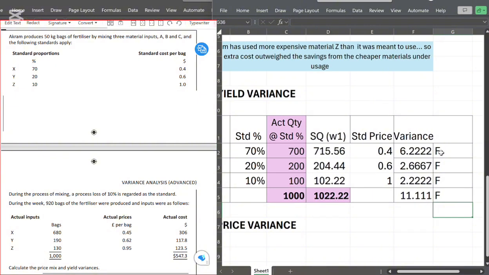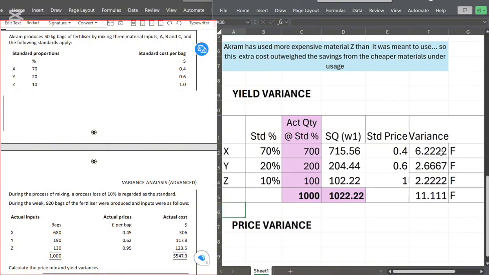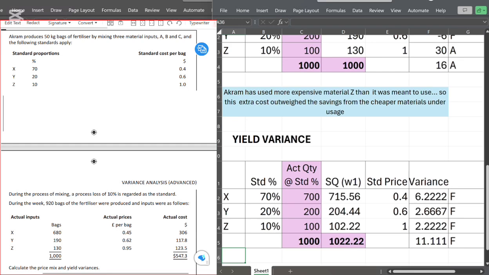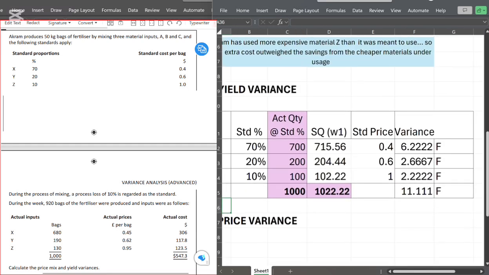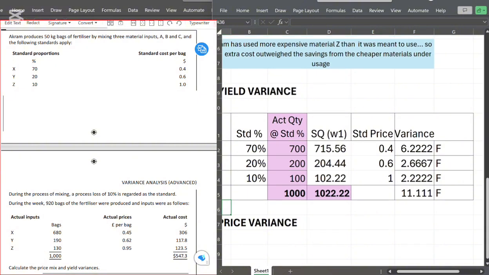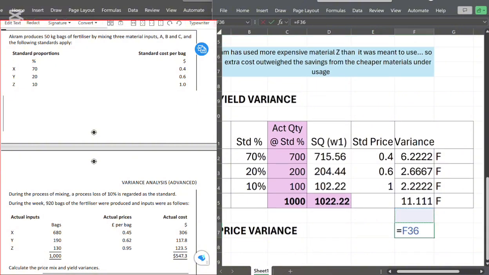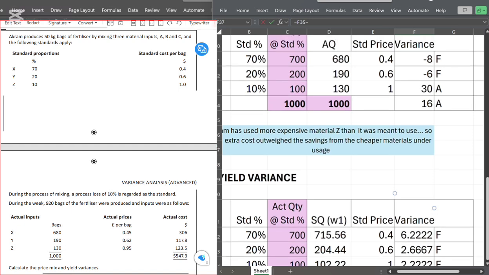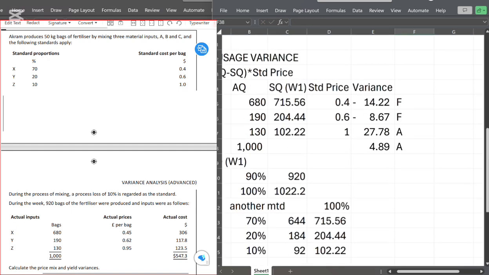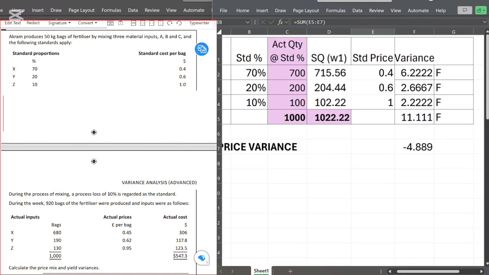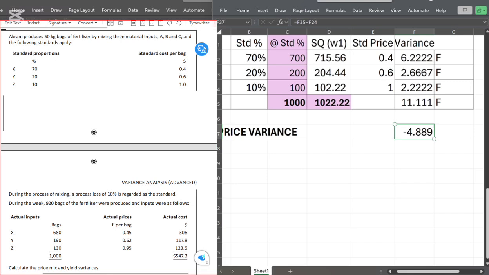Yeah, so which means yield variance is actually nice and good. However, the mix variance we had is 16 adverse, which is much more than the 11 favorable we have. So if you check the net, that is what we spoke about when we talked about the overall usage variance of 4.89. That's how to see that what you have done makes sense, because the net of those two must give you your usage variance. And that is it for yield variance.